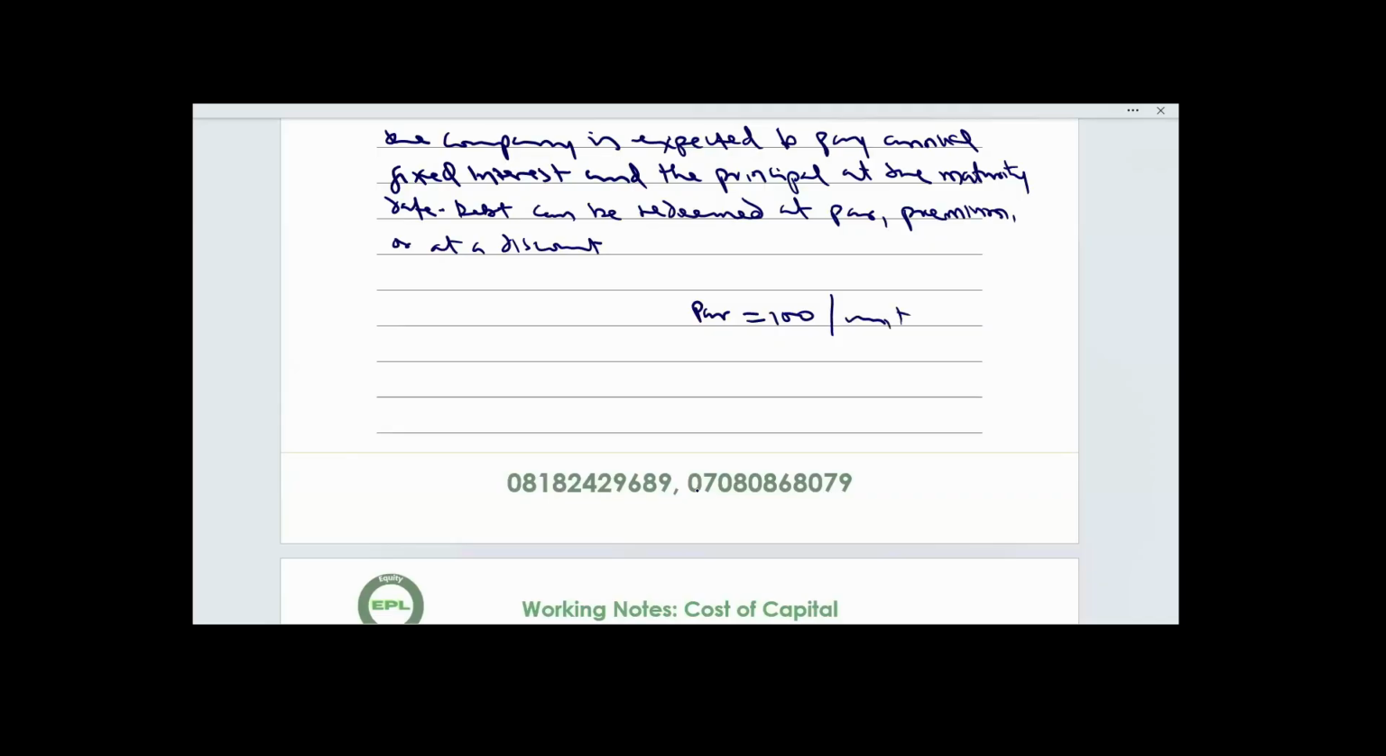But if it's at a premium, it will be greater than 100 naira per unit. If it's at a discount, that means the debt is quoted at a price less than 100 naira per unit. So that is basically that.